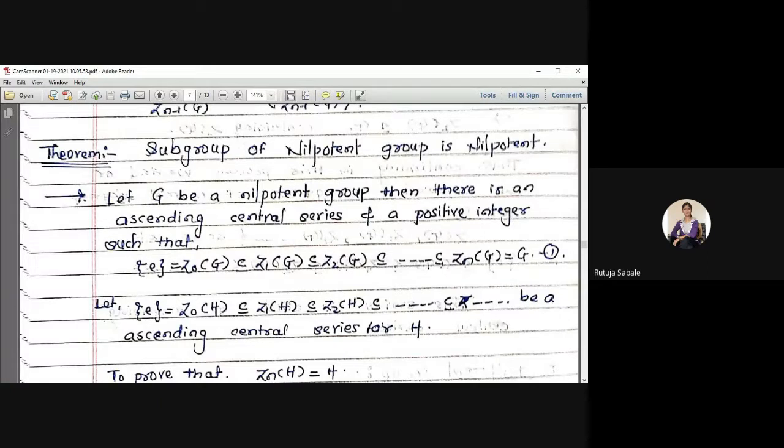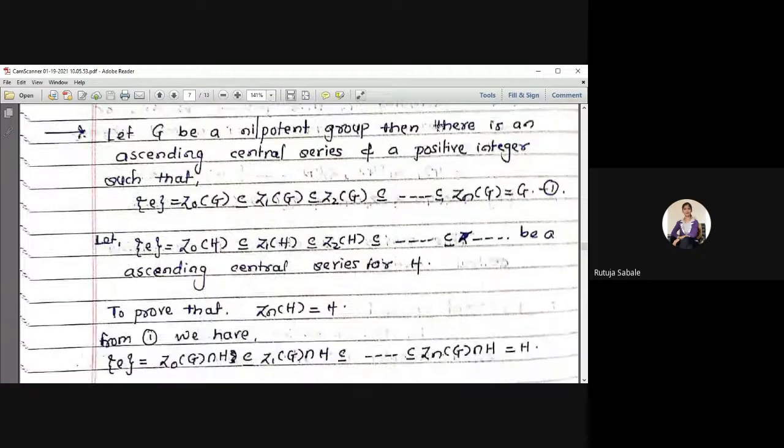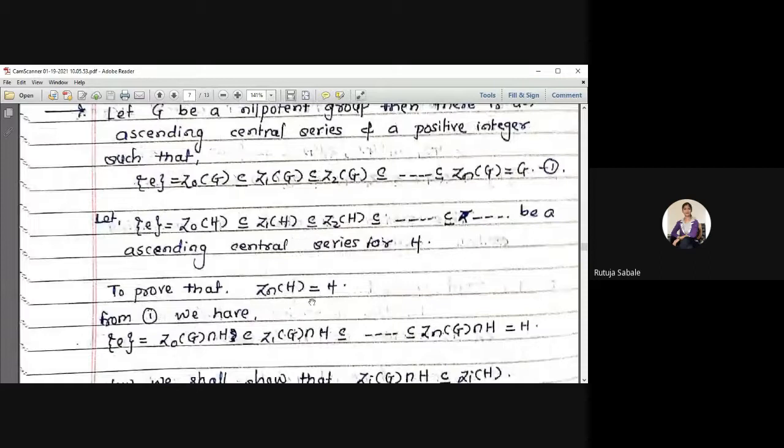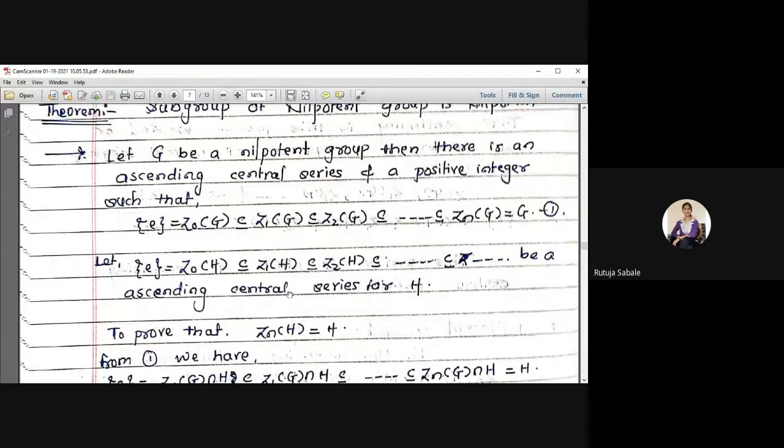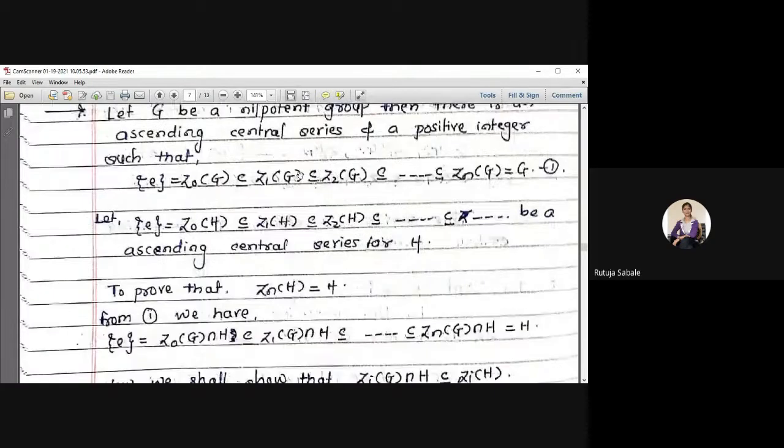Now we have to prove that there exists an integer n such that Zn of H is equal to H. When this happens, then automatically H must be a nilpotent group. We have to prove that Zn of H is equal to H. There exists a positive integer n, the smallest positive integer n, such that Zn of H is equal to H.